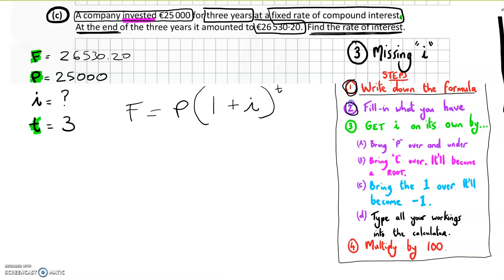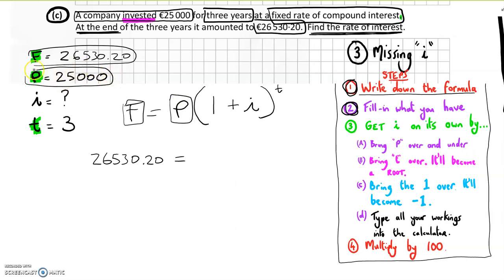We've written down the formula. Now let's fill in what you have. So do I have F? Yeah, it's over here. It's 26,530 and 20 cent. Do I have P? Yeah, it's 25,000. 1 is 1, doesn't change. Plus, I don't have the interest rate, so I'm just going to leave it as I. And then I have T. It's 3, so put 3 up there. Okay, I've filled in what I have.